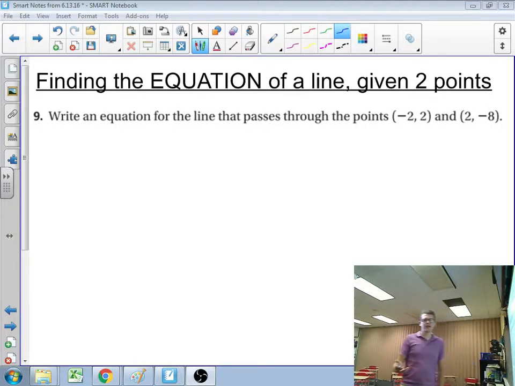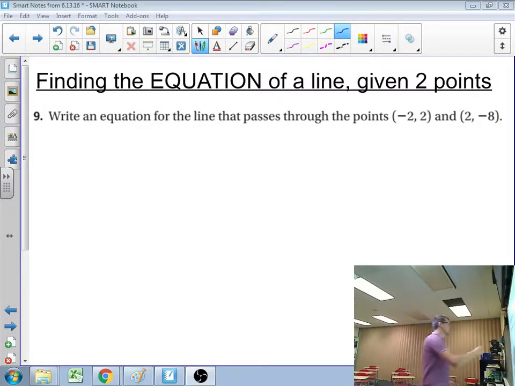So when we have to find the equation of a line when we're only given 2 points, we're going to combine the two other strategies that we've already done this chapter. The first one being how do you find the slope when you're only given 2 points, and the second one being how do you find the equation of the line when you know a point and the slope.